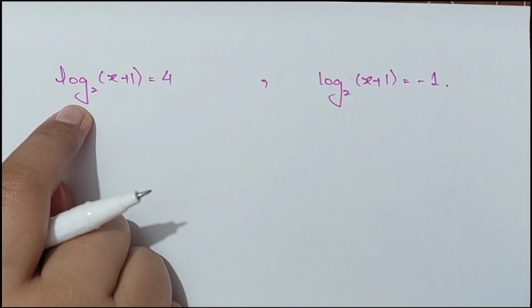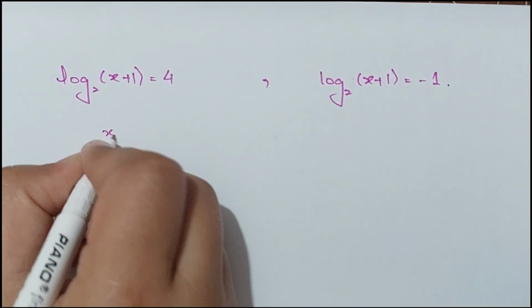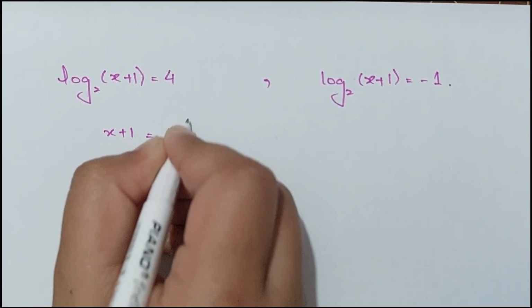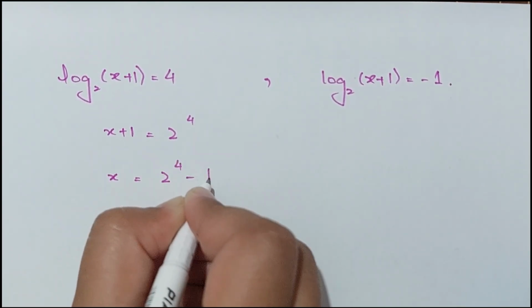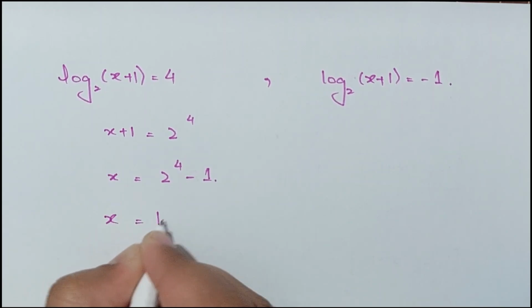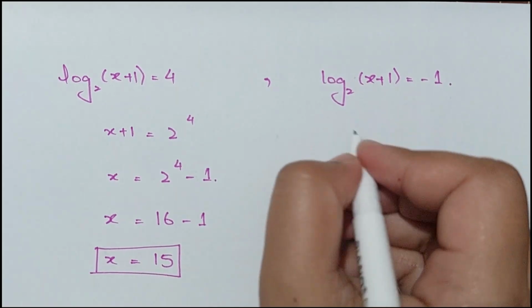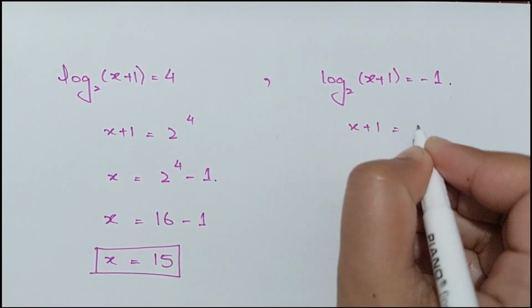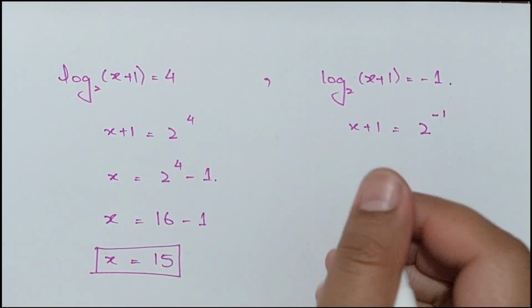Let me solve this first. So convert the logarithmic into exponential form. So we can say x plus 1 becomes 2 to the power 4. So x should be equals to 2 to the power 4 subtract 1. So here x is equals to 16 minus 1. So x value is 15. This is the solution. Now here x plus 1 would be equals to 2 to the power negative 1, right?